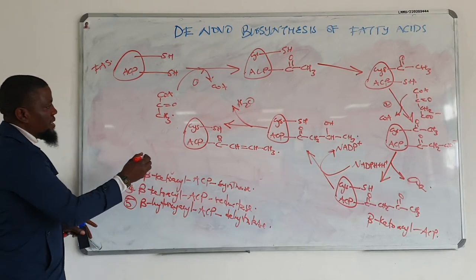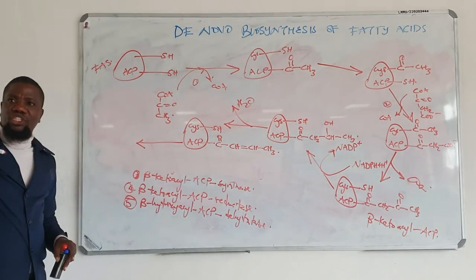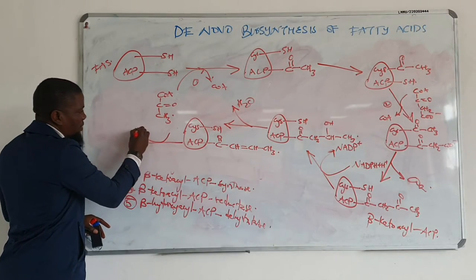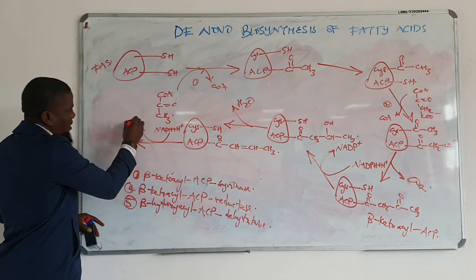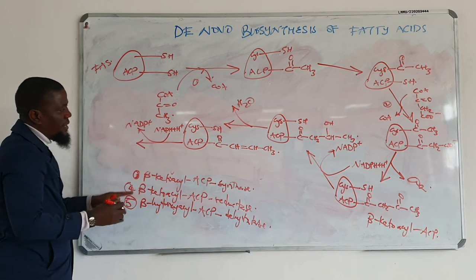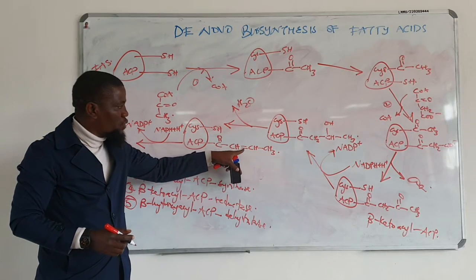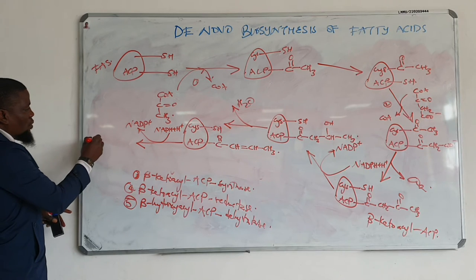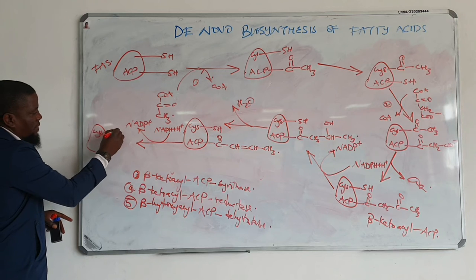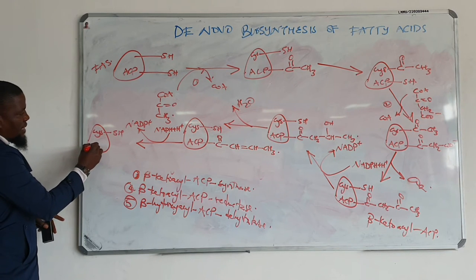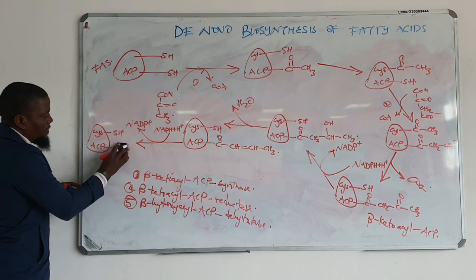Finally, the next reaction would involve another reduction reaction. This NADPH plus H plus, NADP plus. This hydrogen, that hydrogen will attach here, to break that double bond, and the product would actually have a saturated fatty ester. ACP with saturated fatty ester.